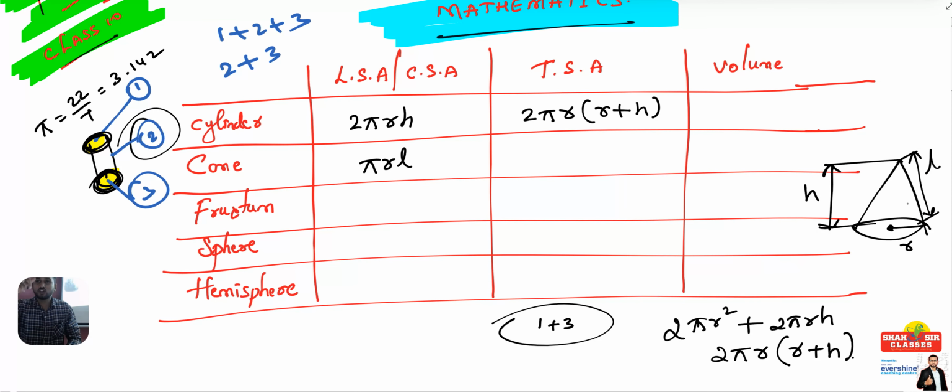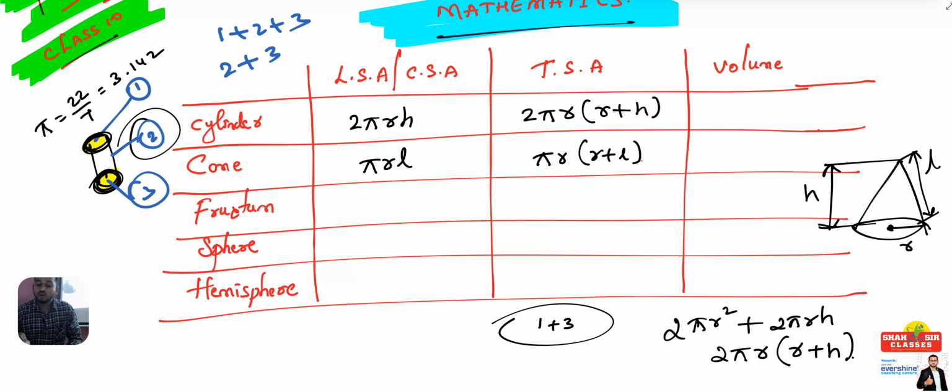If the height is straight, it is h. If the height is bent, that is slant height. Got the difference between h and L? So what is the formula to find the curved surface area of a cone? Pi r l. If you want total surface area, apply the same thing: pi r, and the last two terms you add, r plus l. Is there any confusion?